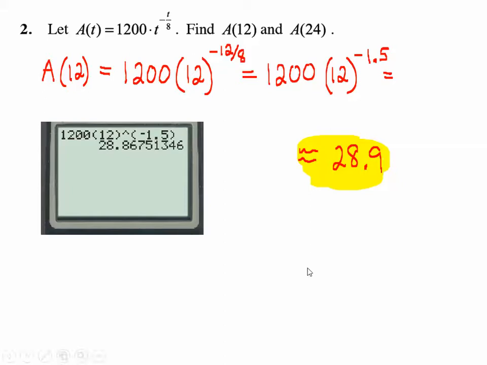Okay, next problem. Actually, no, before we go on, quick here, raise your hand. How many got that on your calculator? All right, hands down. How many tried it on your calculator and still didn't get it? 1, 2, 3, 4. Okay.